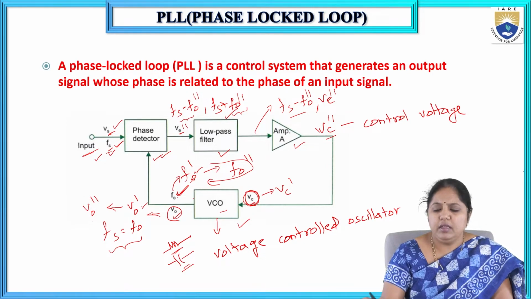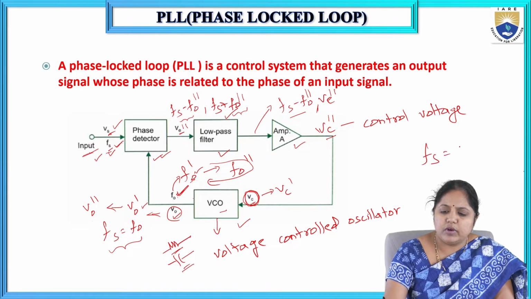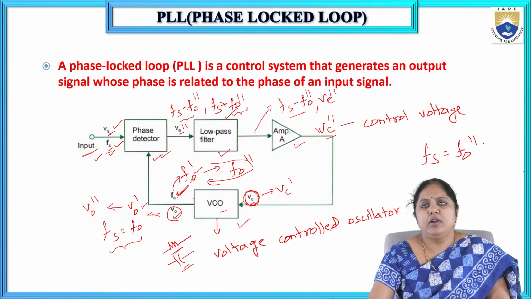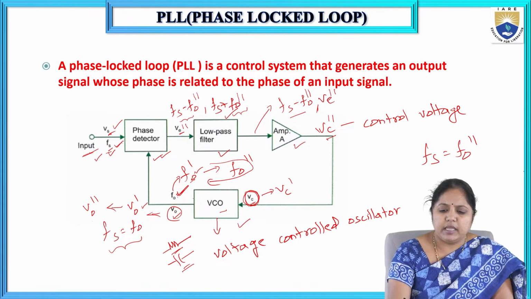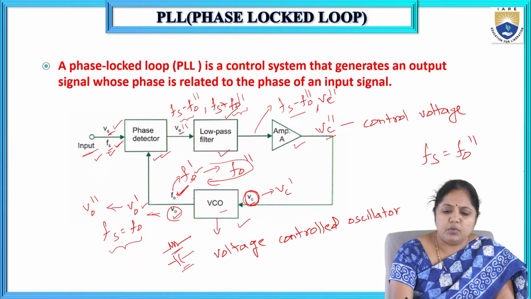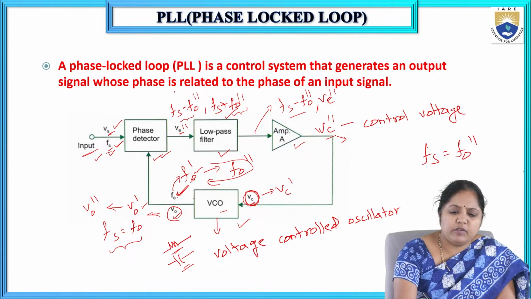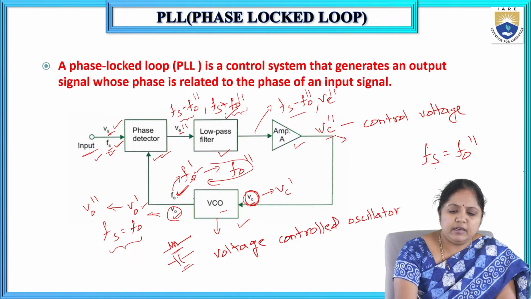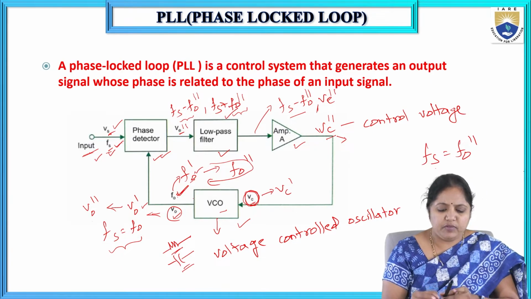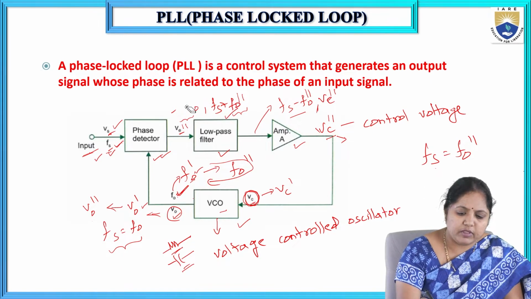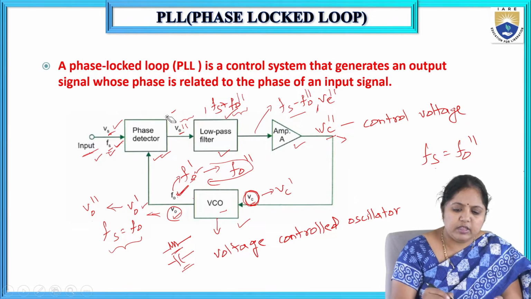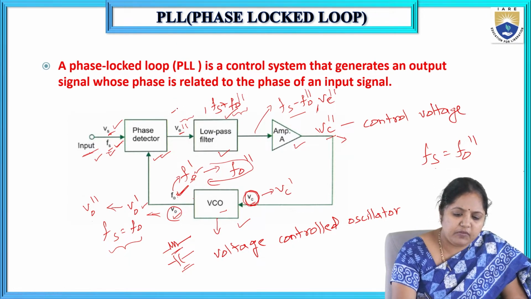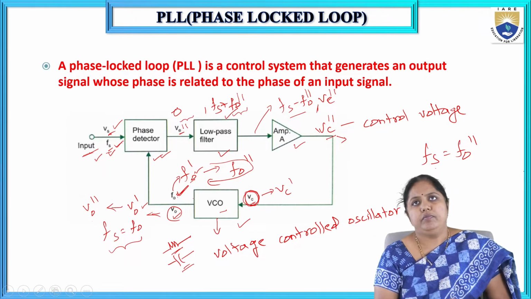Just assume that this time I get the Fs value equal to the F0 double dash value. If Fs is equal to F0 double dash, I can get the control voltage value with a frequency of 0, because here, Fs minus F0 dash, if I assume that Fs is equal to F0 double dash, at that time the output of the phase detector will be Fs plus F0 double dash and another frequency value of 0, right?